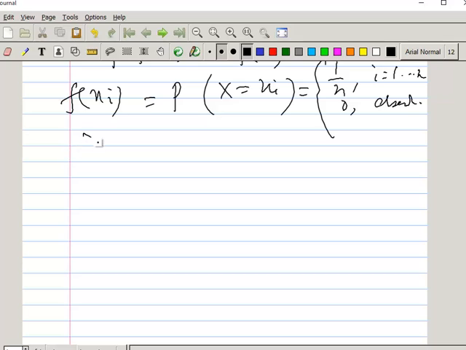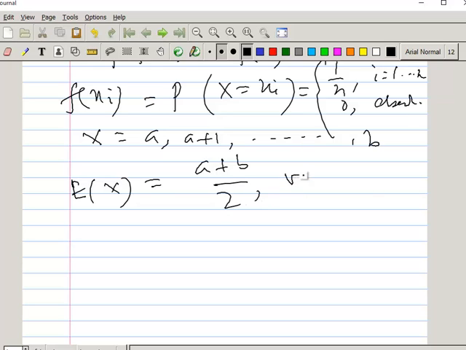So for example, x values are something like a, a plus 1, a plus 2, up to b, n values. Then the expectation of x is calculated as (a plus b) by 2, and the variance of x is calculated as ((b minus a plus 1) square minus 1) by 12. Okay, so this is discrete.